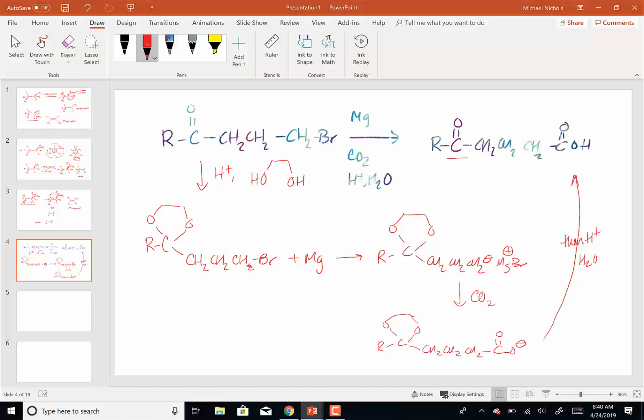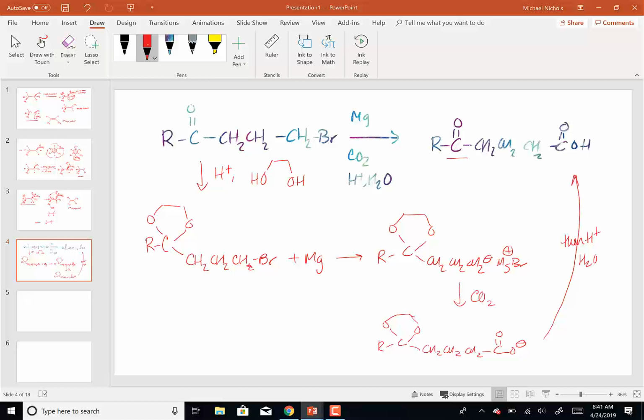So there's only a few reactions that I can use to protect a ketone. I like this one because it's basic, because I'm doing a Grignard. So it's under basic conditions. I can't protect an aldehyde or a ketone against a reaction that's going to have acid and water. So the acid and the water converts it all the way back.